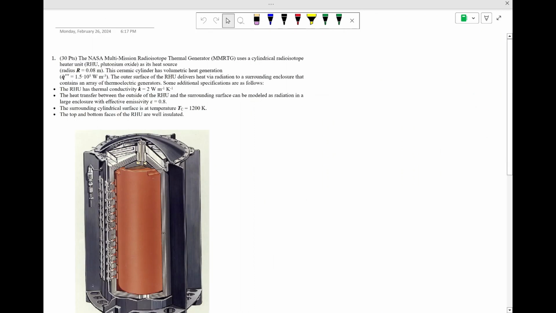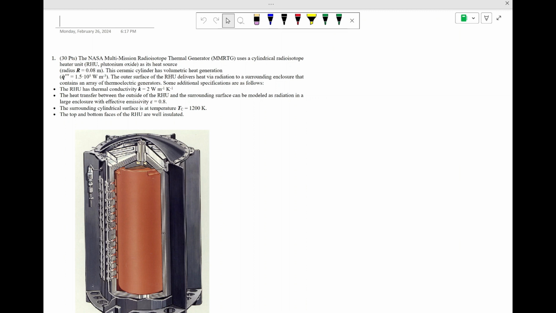Now let's get on to the meat and potatoes of this exam or practice quiz and start looking at the full worked questions. First we're going to look at this so-called multi-mission radioisotope thermoelectric generator, MMRTG, classic NASA acronym. This is set up to be a cylindrical radioisotope unit, a cylindrical billet of metal or ceramic that generates heat, and it's stored in a vacuum gap inside this enclosure.